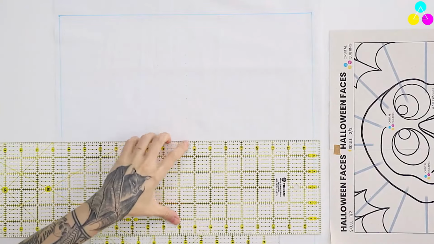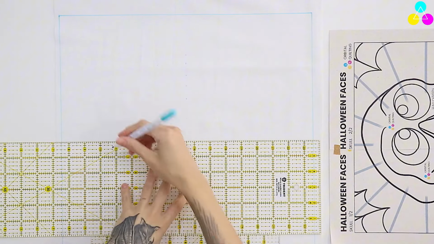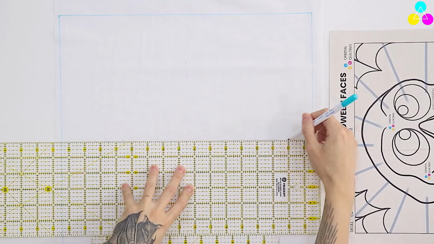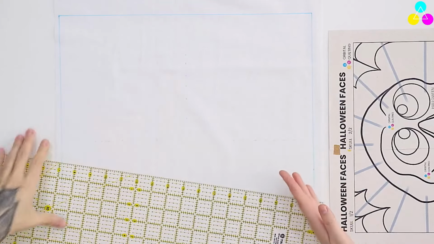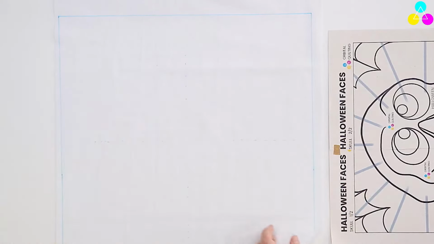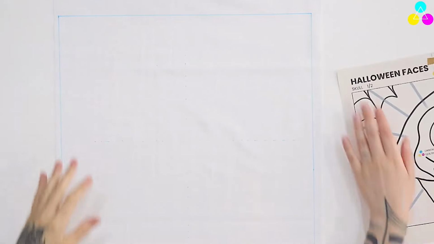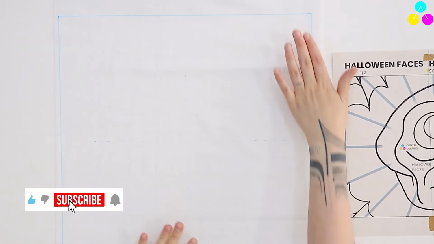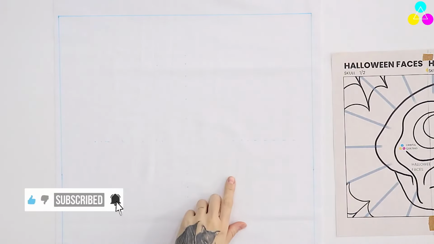So I'm just marking this 8 inches, and I am using two rulers because I find it easier, but of course you can use just one. And you can also just fold your fabric and use that crisp line when we fold it. And you don't even have to mark this at all. But we like to mark it so you can see exactly what we are doing.